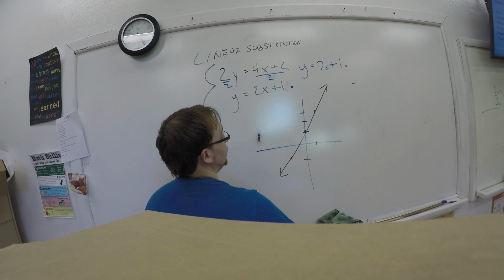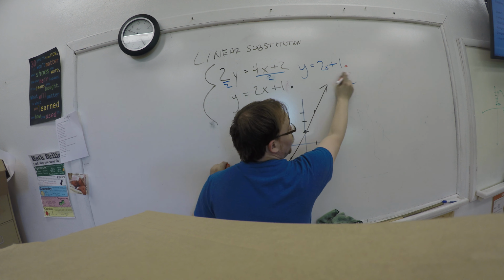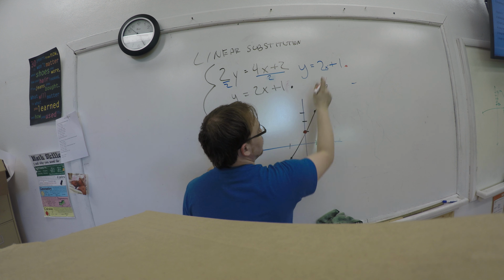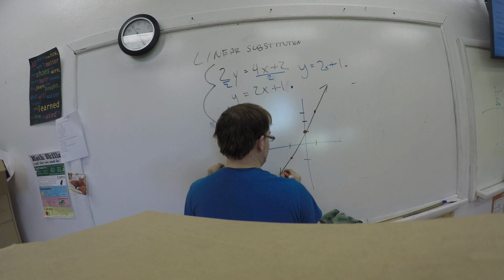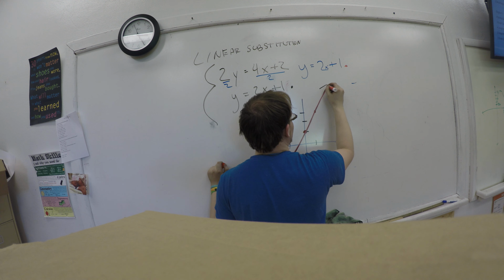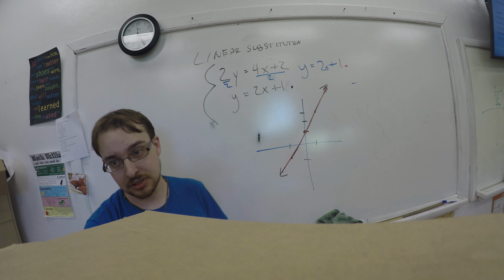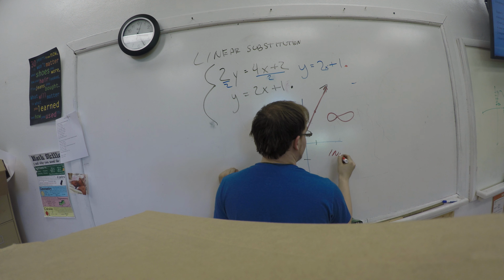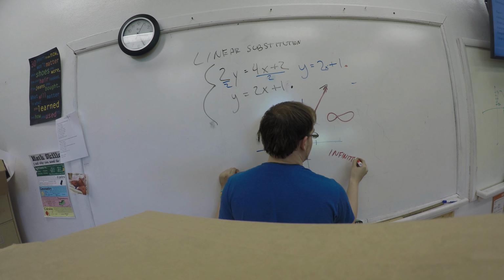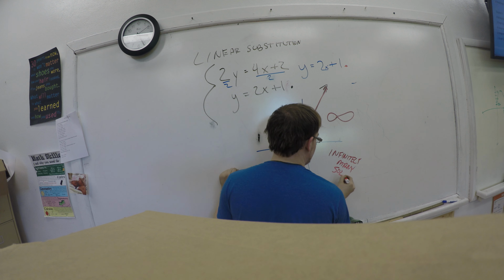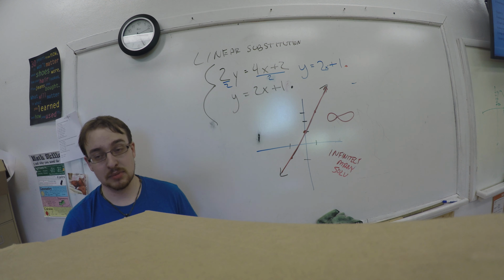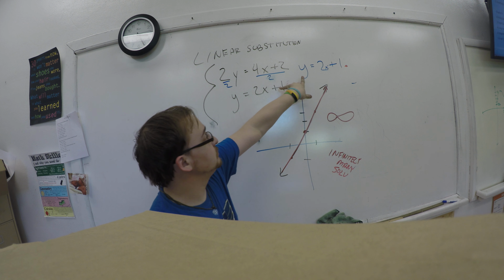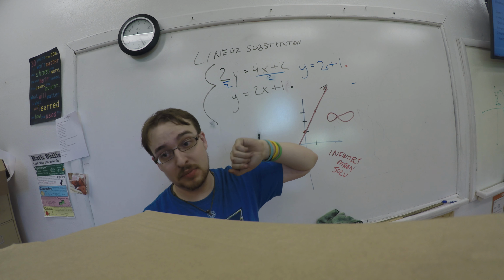When we graph this one over here, we're going to do the exact same thing. Y-intercept is 1. Up 2 over 1. Look, it's the exact same line. And because it's the exact same line, these lines intersect at every point imaginable. So it has infinitely many solutions. That's the sign for infinity. Infinitely many solutions, because they're the same line. Again, you have to have the same slope and the same y-intercept for them to be the same line.